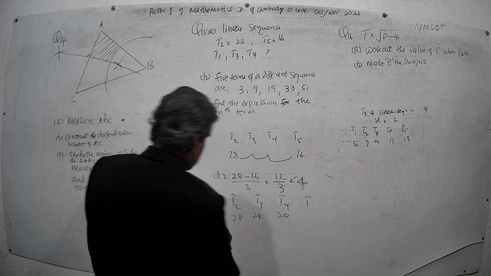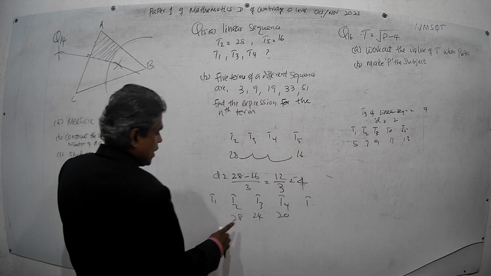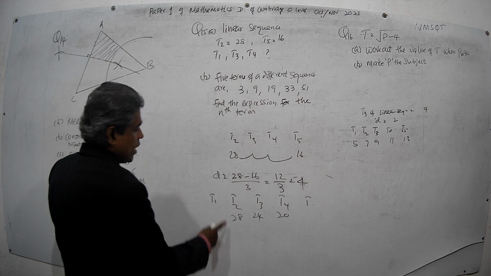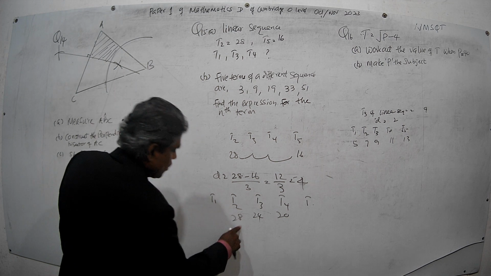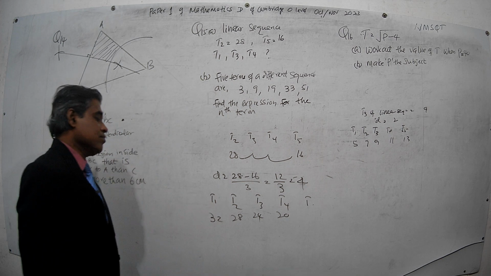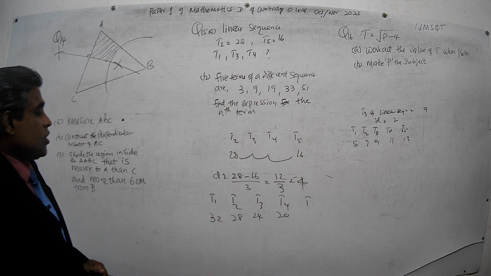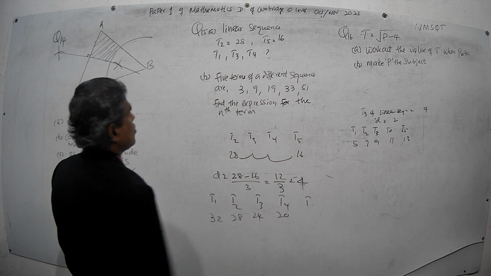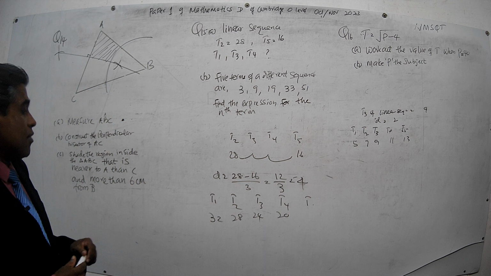T4 and we are finding T9. We get this by deducting 4 from T1. Then to get this one, you have to add 4 to this one. Then it will be 32, like that. Okay, so they are the answers T1, T3, T4. They are the answers for that.